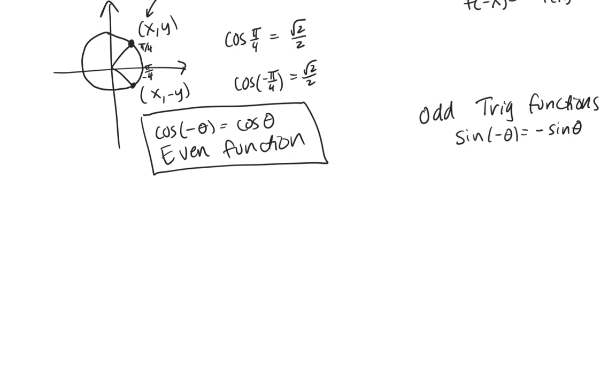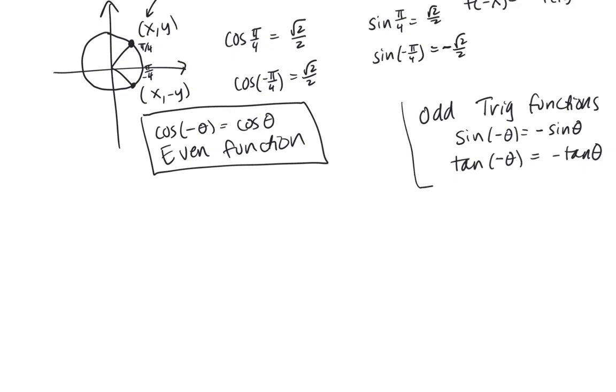So for example, if we're still looking at pi over 4, sine of pi over 4 is square root of 2 over 2, but sine of negative pi over 4 is not the same. It is negative square root of 2 over 2. So when you put in a negative angle, you're going to get the same value, but it's going to be negative down there in quadrant 4. So that means that sine is an odd function. Its reciprocal cosecant is also odd, and tangent is also odd.